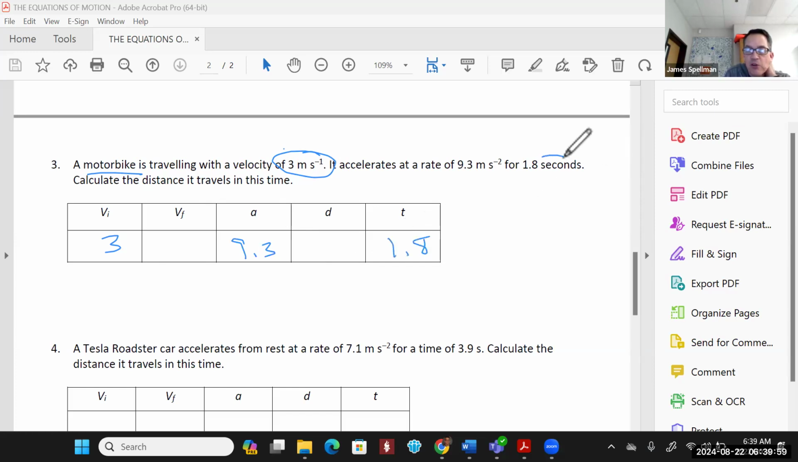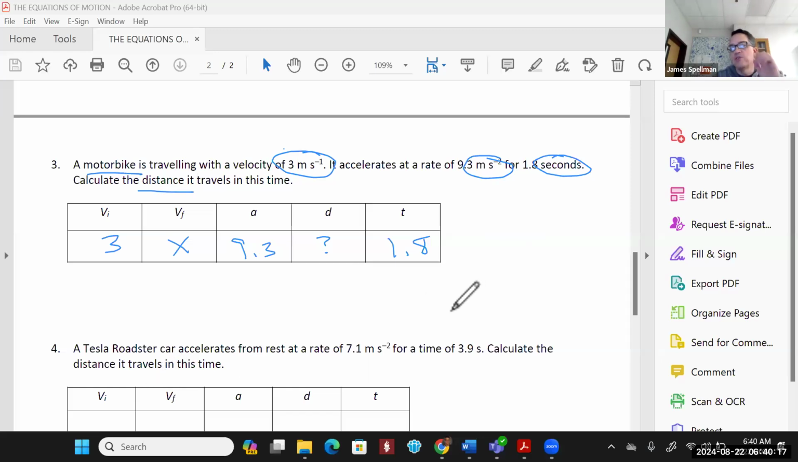And again, our units can be really helpful to help us remember what the variable is. Seconds are time, meters per second squared is acceleration, meters per second is always a velocity. And we're trying to calculate a distance. So this is what I don't know. And I don't have a final velocity.